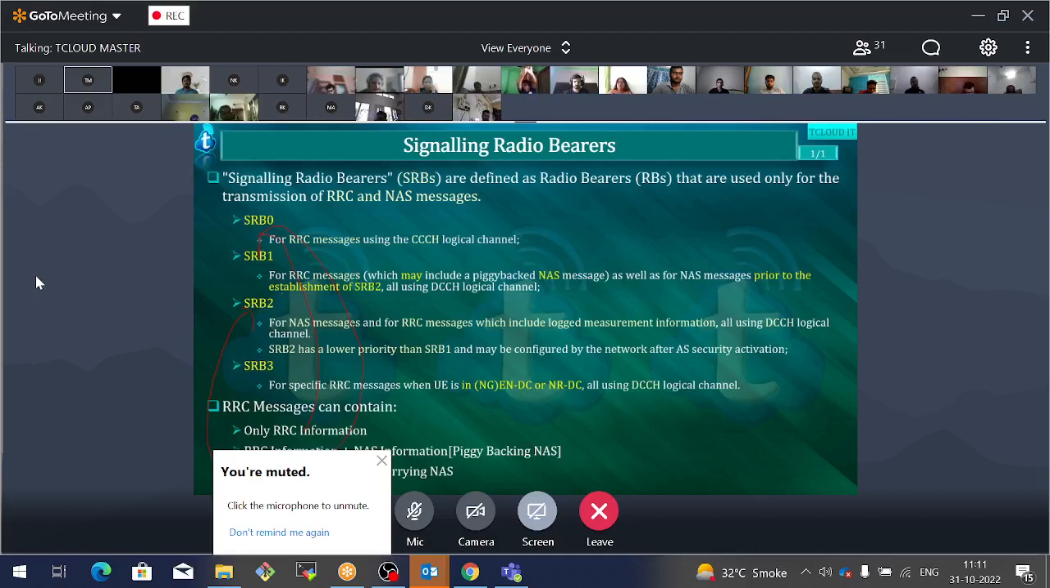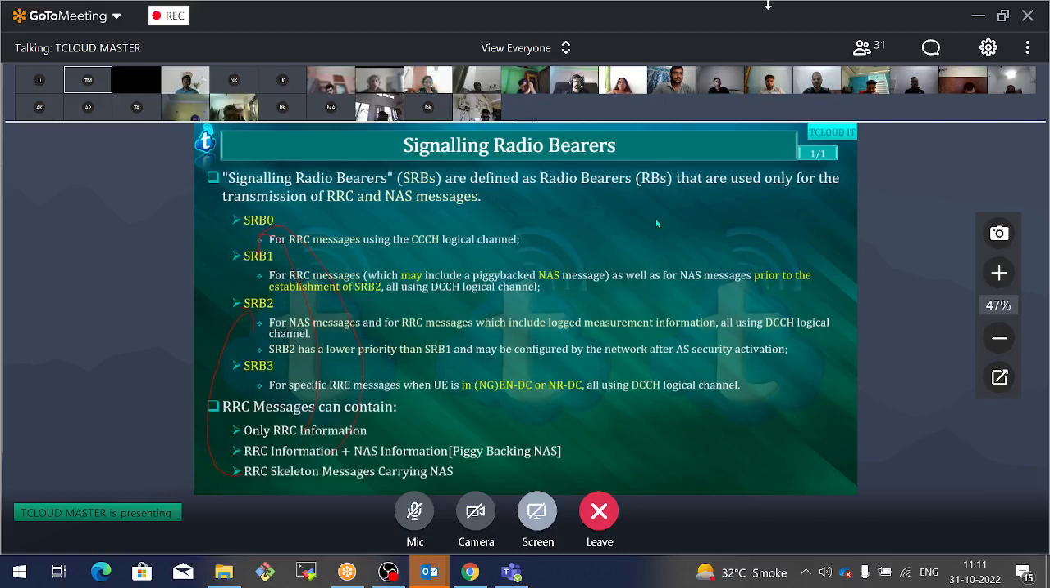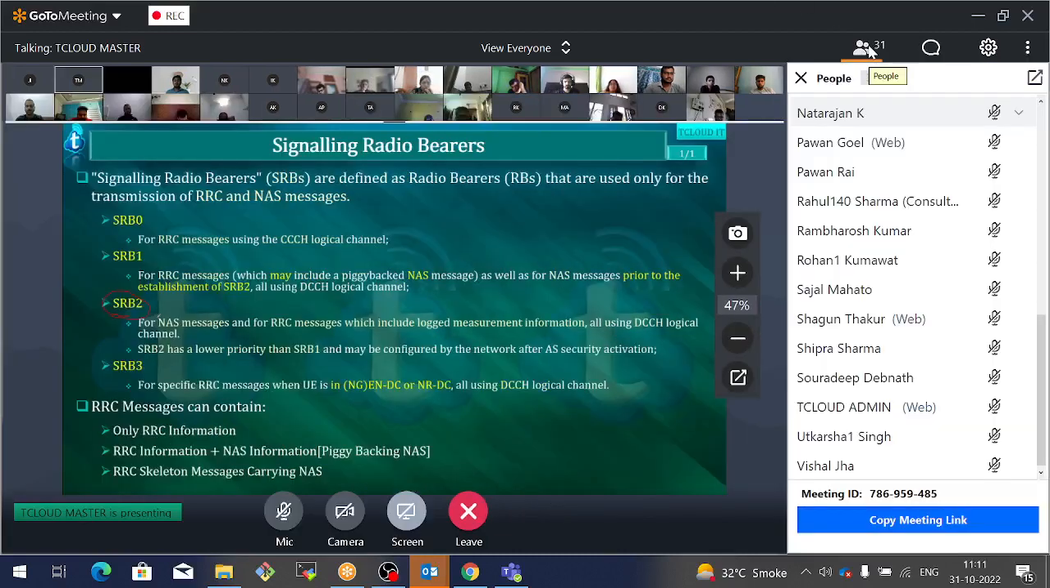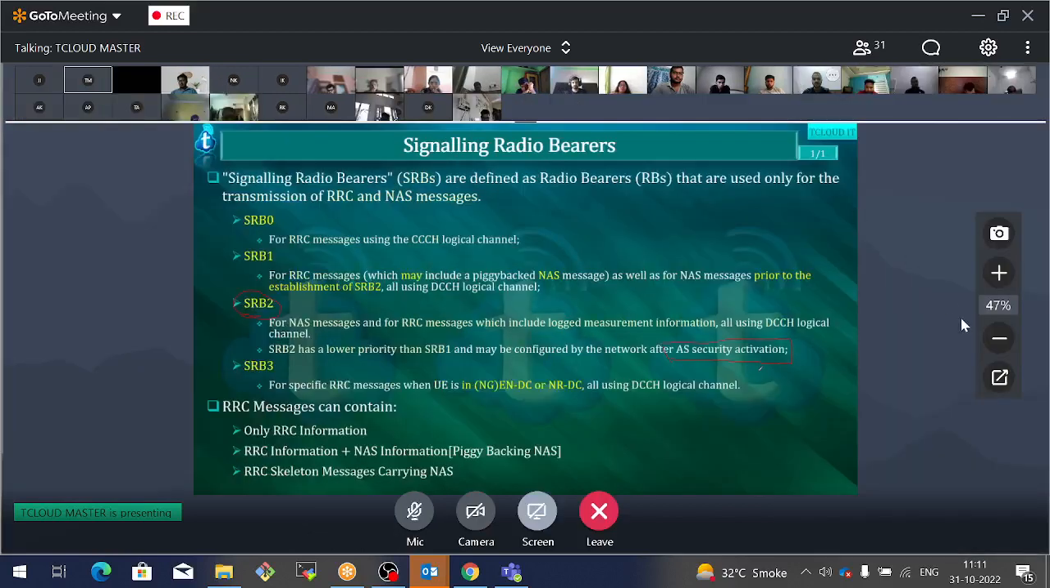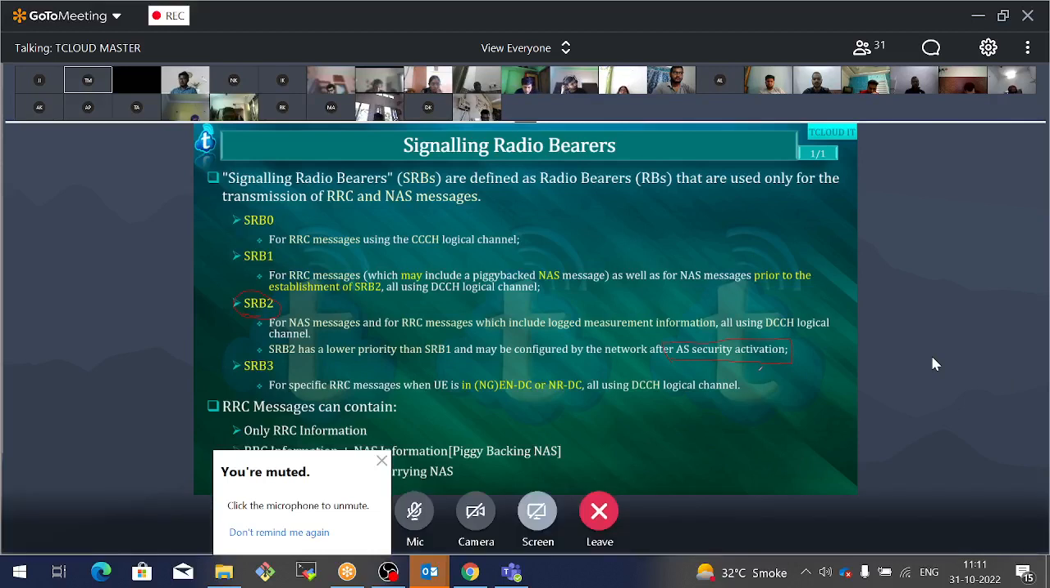But there is one more rule. To create SRB2, a security context must be enabled. Nothing but your PDCP level security mechanism, the one that we have studied, ciphering and integrity protection. So that must be enabled. Only after that you can create SRB2 or DRBs. It is a mandatory rule in 4G as well as in 5G. It is security related.